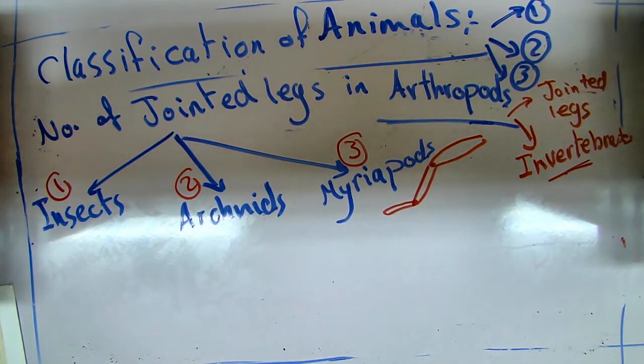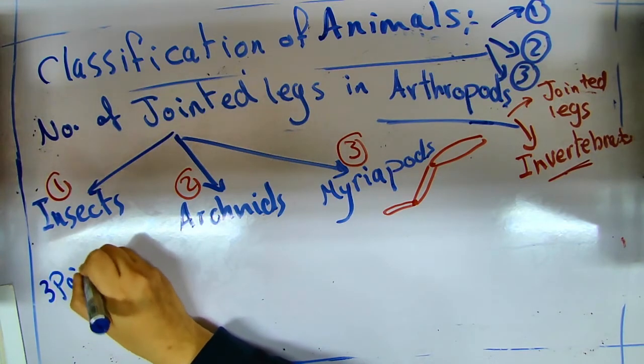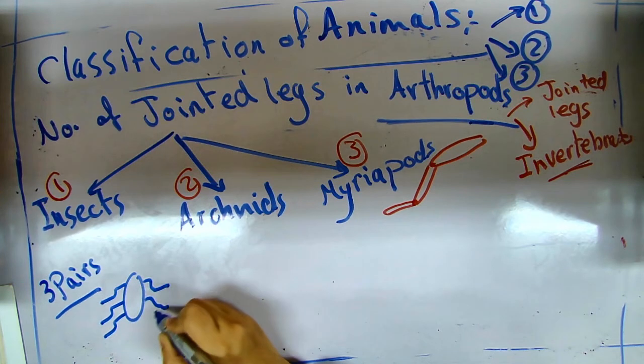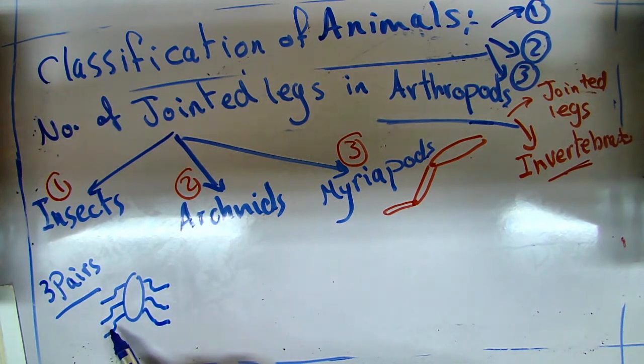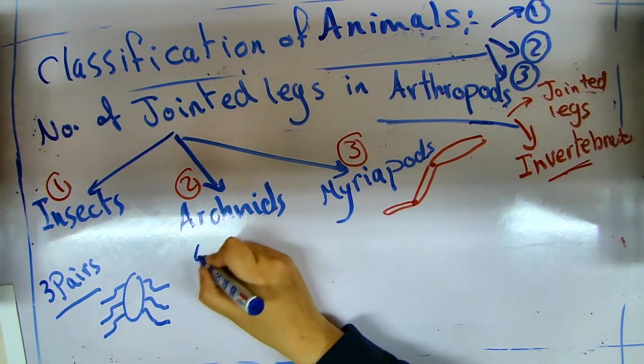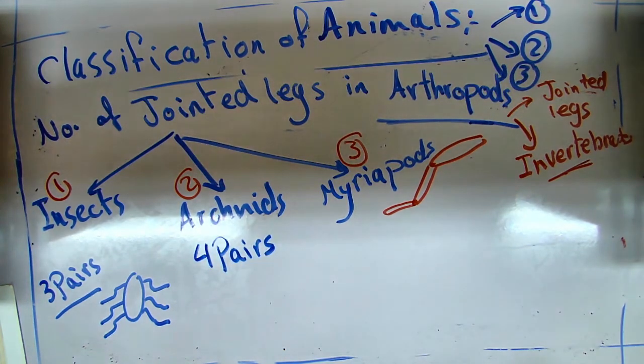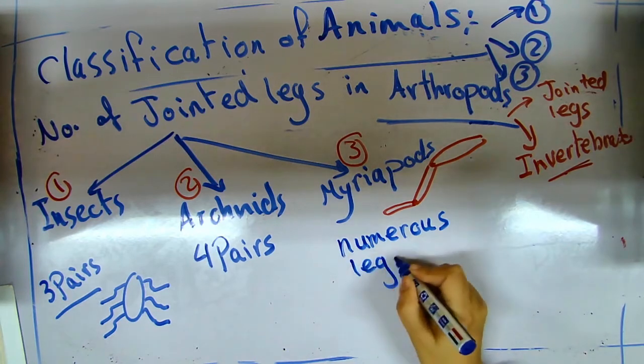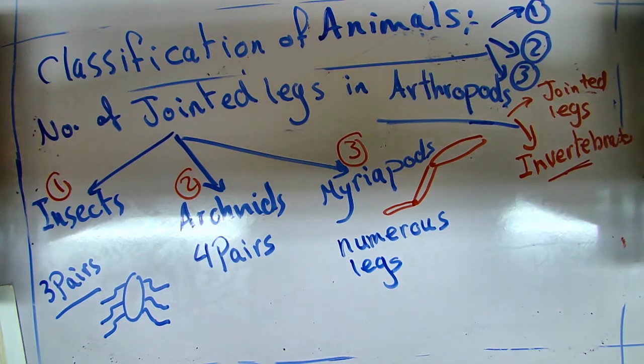Insects, they have three pairs of jointed legs. Like this insect, it has three jointed legs from one side and three from the other side. It has six legs, or we can say three pairs. Insects like ant, locust, bees, mosquito, flies, and cockroach. Arachnids, they have four pairs of jointed legs, like spider and scorpion. Myriapods, they have numerous jointed legs, like scolopendra and gyrus.